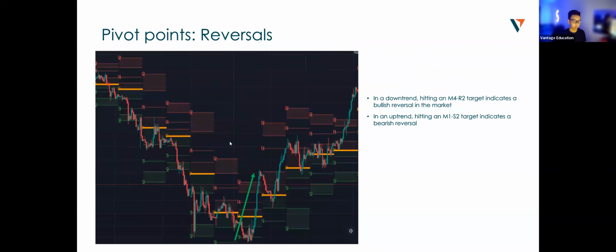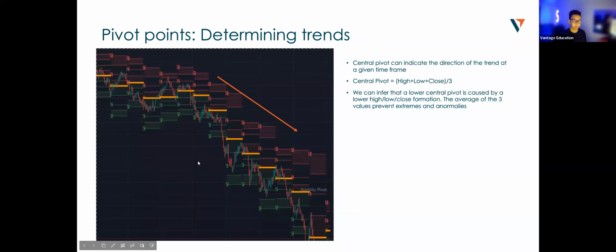Which means that if I were to look at these two periods, maybe just this period and this period, I can identify that as a downtrend. Same thing for these two pivot points, I can identify this as a downtrend. It's a downtrend, it's a downtrend. Again, the central pivot is the average of the high, low, and close. So that is actually a way to smoothen out any extremes, any anomalies that are happening, and you're just looking at what is the normal price range for this particular instrument at this particular time frame.